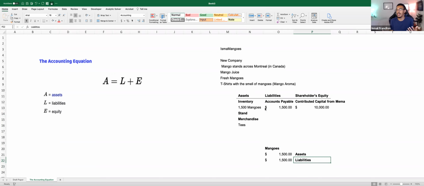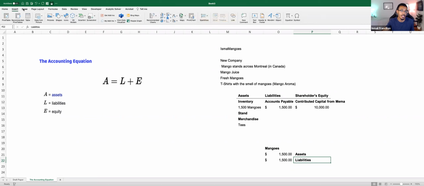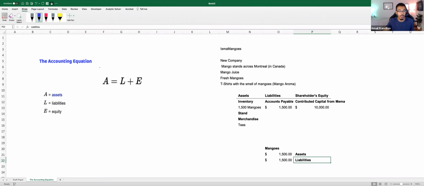What's really interesting here is that you got $1,500 worth of assets, but you also got $1,500 worth of liabilities, right? Assets is equal to liabilities plus equity. In this case, if we look at it, you had $1,500 of assets. It was equal to 1.5K of liabilities. And obviously, in this case, you had 0 equity for this specific portion of the example.